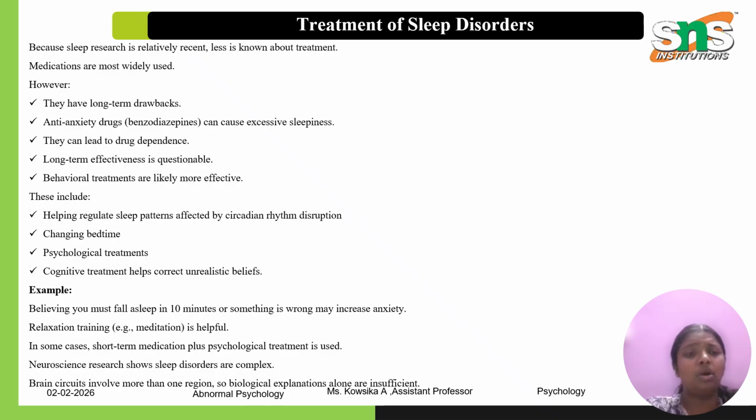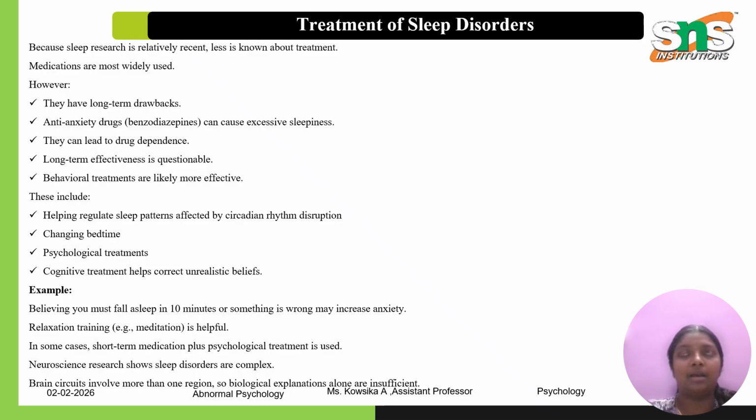These include therapies that help the individuals, helping regulate the sleep pattern affected by circadian rhythm disruptions. Changing bedtime routines, like the sleeping pattern will be different, and psychological treatments. Cognitive treatment helps correct unrealistic beliefs; cognitive behavioral therapy will help them change negative thoughts into positive thoughts. For example, believing you must fall asleep in 10 minutes or something is wrong may increase anxiety.